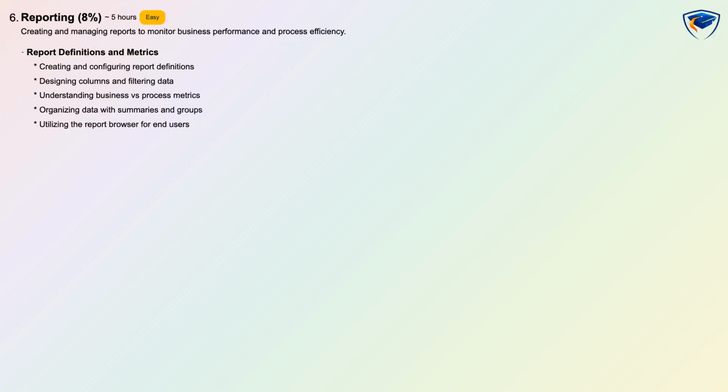Reporting is 8%, easy, and requires about 5 hours of study with conceptual and scenario-based tasks to assess your skills. You will create and configure report definitions, design columns, filter data, and understand the difference between business metrics and process metrics. The domain also covers organizing data with summaries and groups and using the report browser so end users can access meaningful insights. Emphasis is on building accurate, actionable reports that monitor performance and process efficiency.